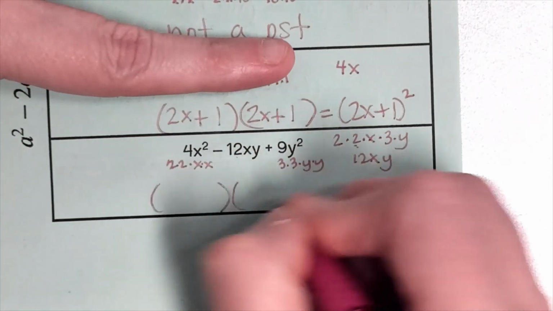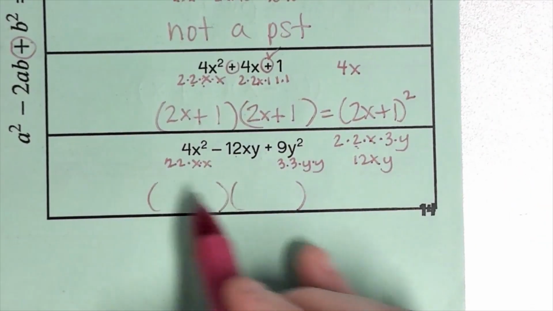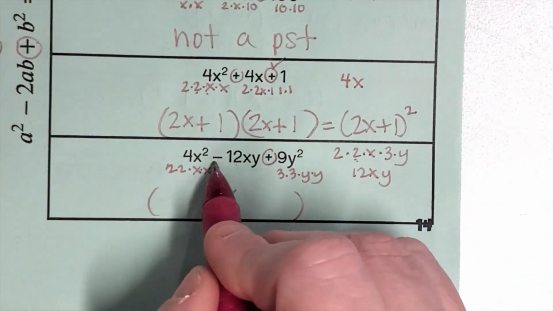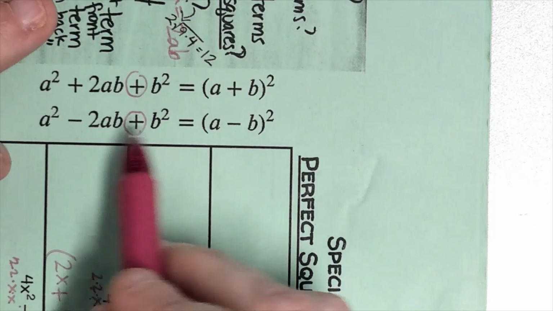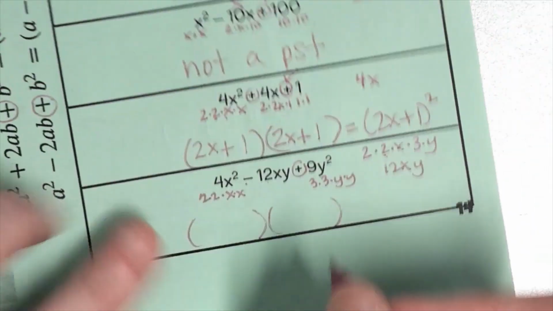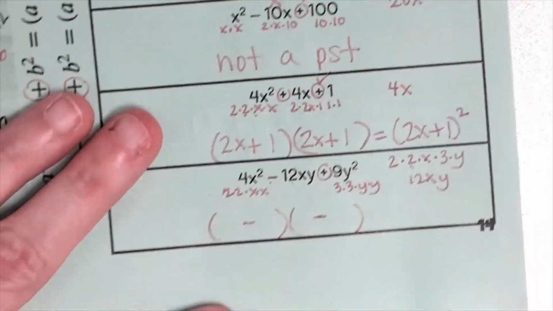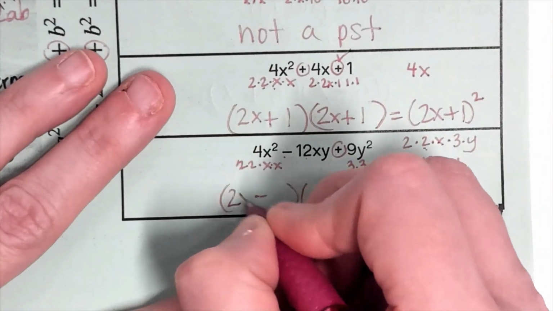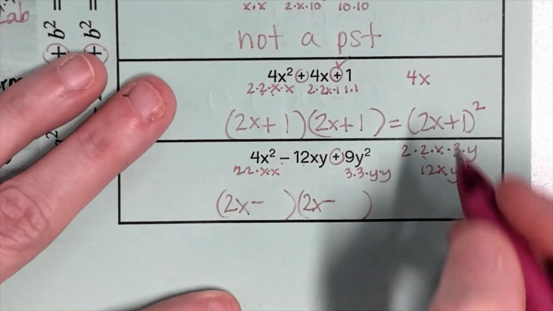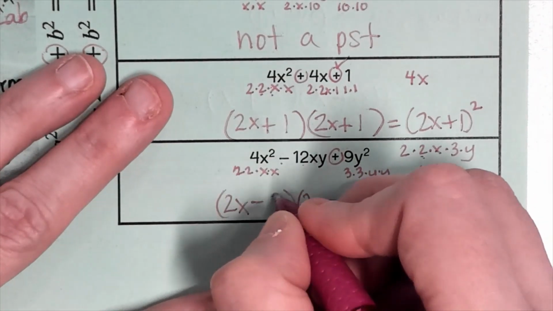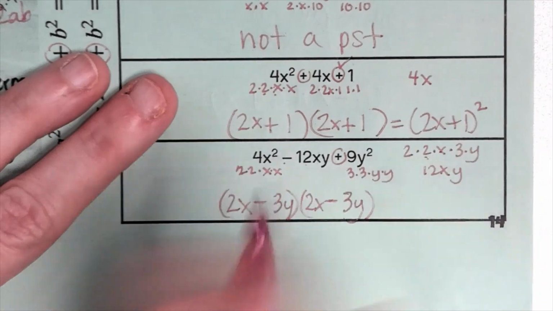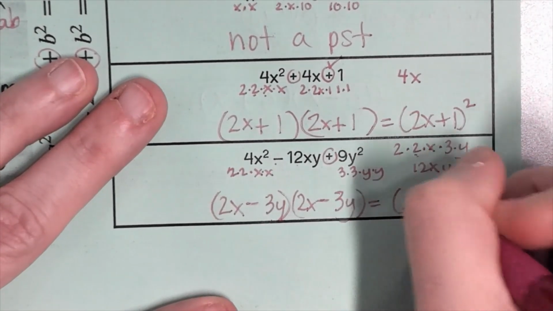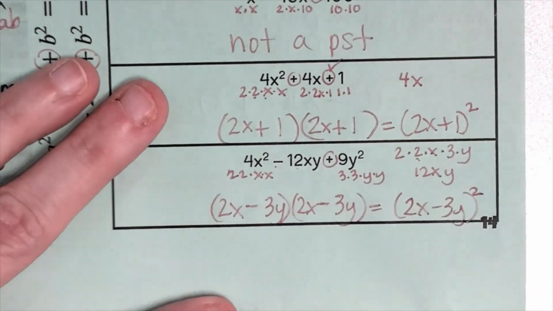So I'm going to draw my parentheses. Now this time, what's going to go in the middle? Well, this term is positive, and this term is negative. When I look at my pattern, which is on my formula chart, if this is negative, then I put a minus sign in the middle. So I'm going to put a minus in the middle this time. Then I take the square root of the first term, 2x, and it goes in the front. I take the square root of the last term, 3y, and it goes in the back. It's a perfect square trinomial because I can write it as a perfect square.